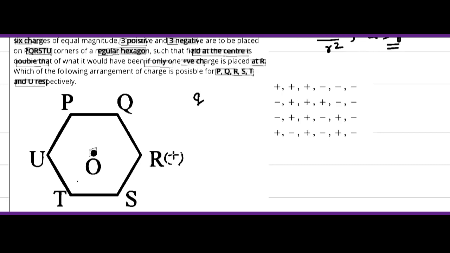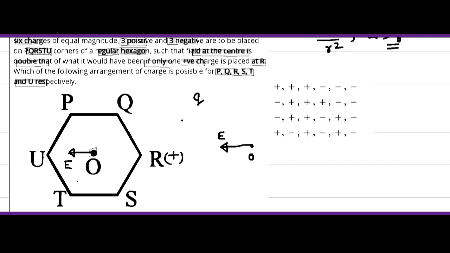Now let's talk about the direction. Due to a positive charge, the electric field always acts away from the positive charge, so the direction of the electric field at the center will be in this direction. So in this case we can see that at the center, the direction of the electric field is this and the magnitude is E.